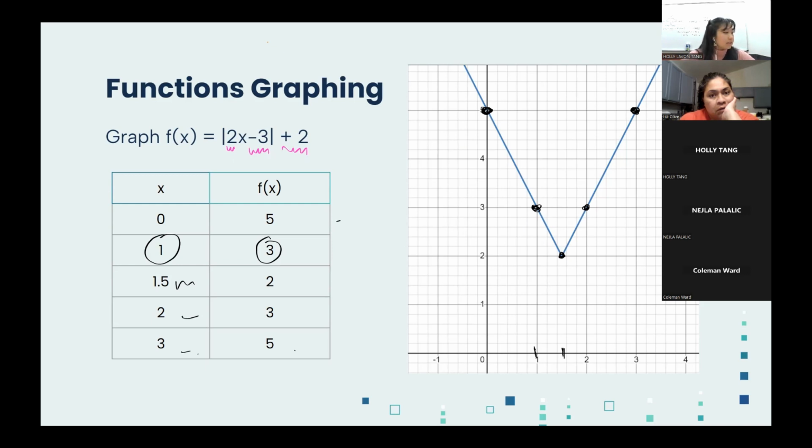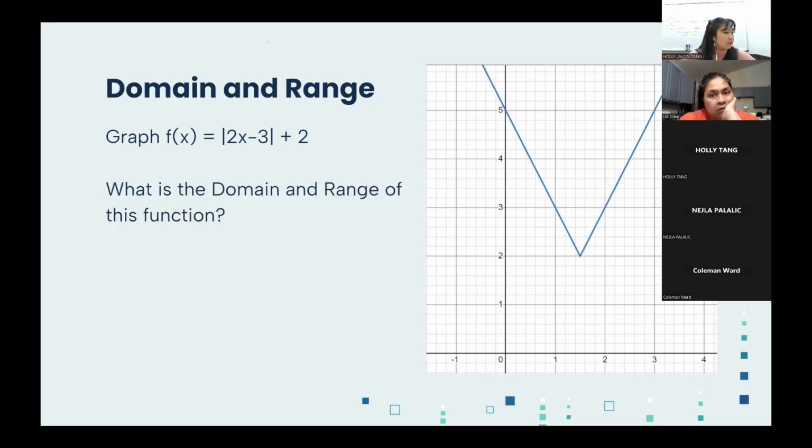All right, so next up, we are going to go over the domain and range. Can anyone tell me what the domain is considered? You can go ahead and chat if you'd like, and go ahead and read those out loud if you'd like, if you don't feel comfortable talking.